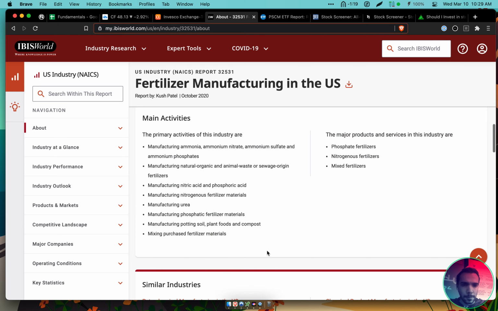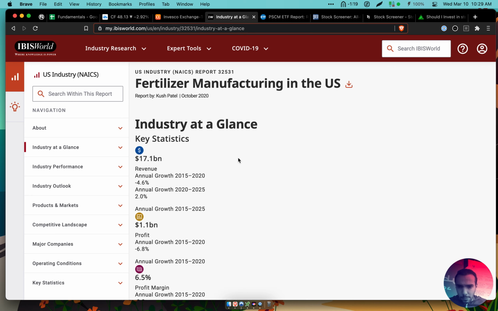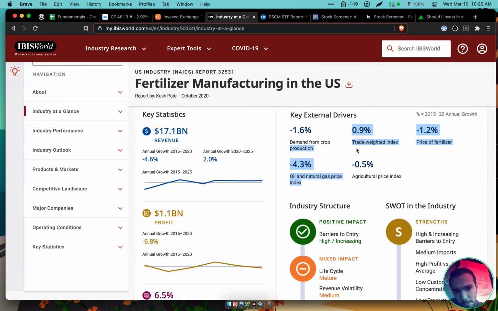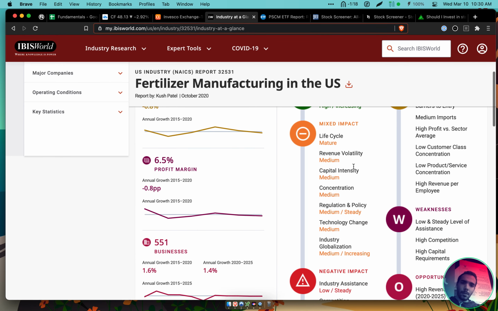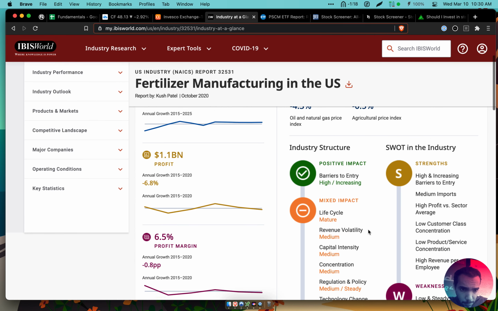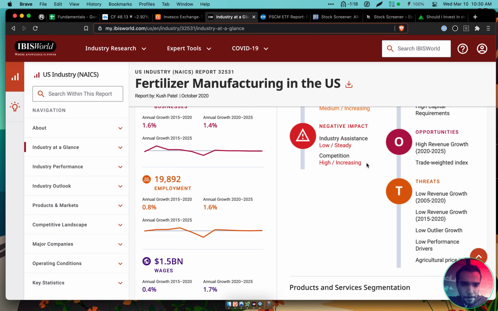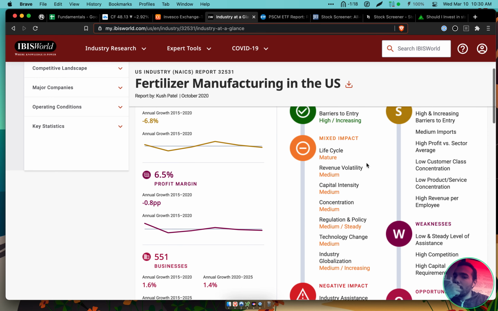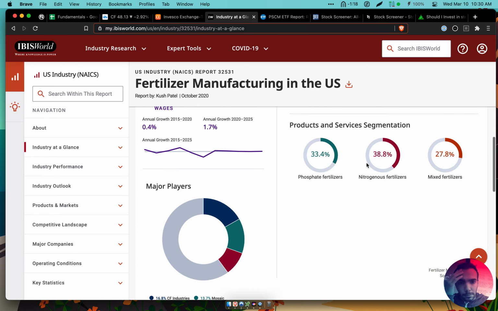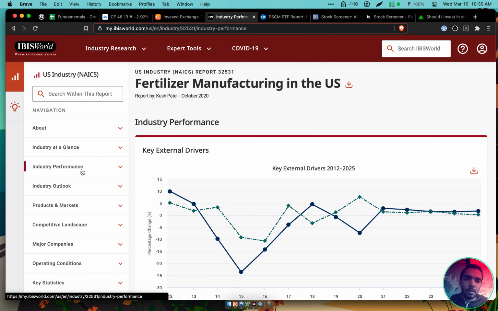Primary activities: manufacturing ammonia. Key external drivers: demand from crop production. Competition is high and increasing. I don't understand the industry outlook. Yeah, maybe industry outlook.